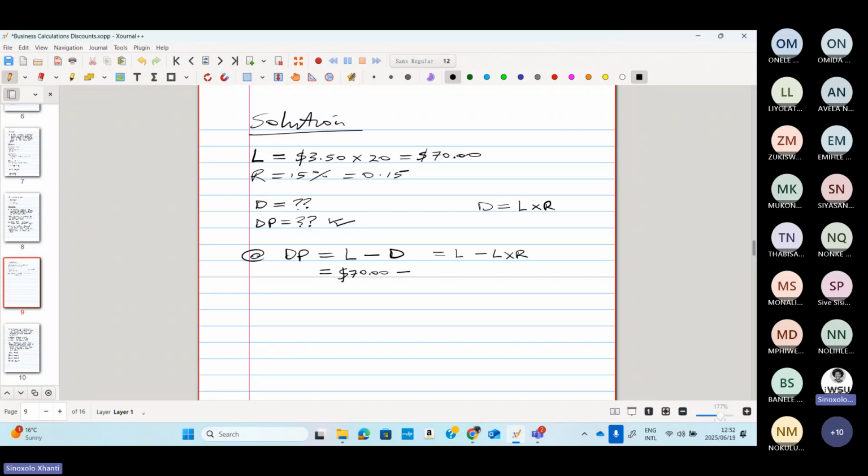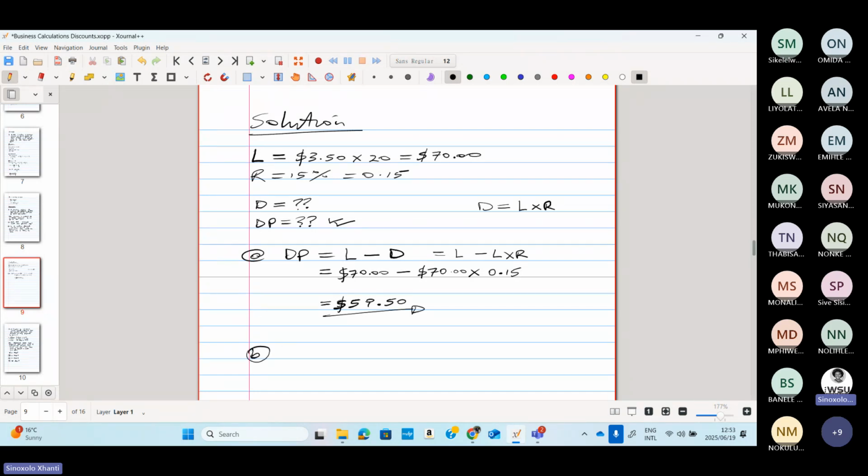So when it comes now to plugging in numbers for D, I'm going to plug in numbers for that. L, we said that our L is the same as $70. And then times what is R? It is 0.15, or just 15%. So there you will have your 70 minus 70 times 0.15, or 15%. Your answer is going to be $59.50. So this is the solution to A.